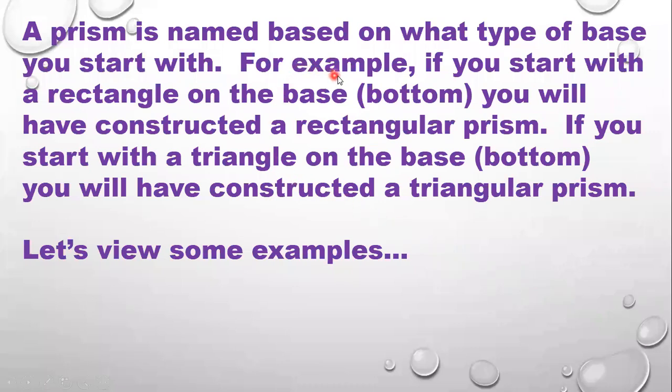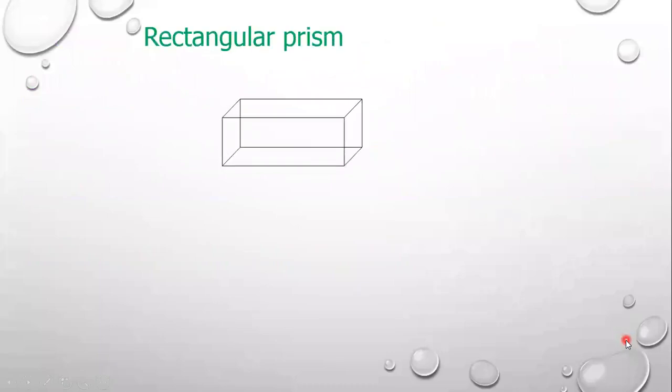Then we have what we call a prism. Prisms are always named based on what type of base they have. For example, if it has a rectangle as a base, then we shall call it a rectangular prism. And if it has a triangle as a base, then we shall call it a triangular prism. So let's look at some examples of prisms. Look at this one here. The base, as you can see, is made of a rectangle, so that's why we call it a rectangular prism.